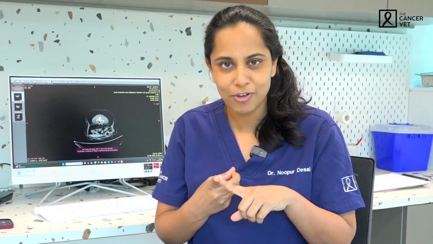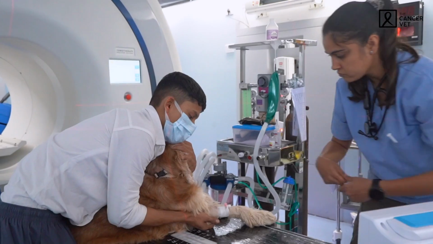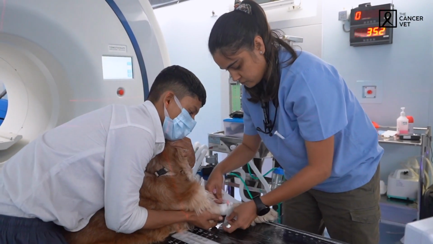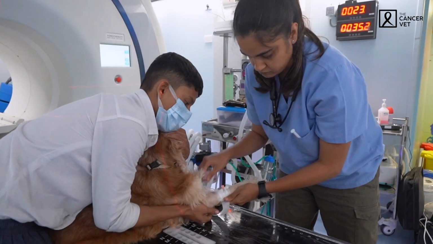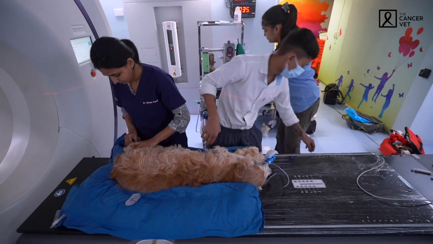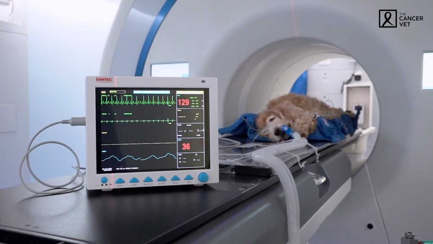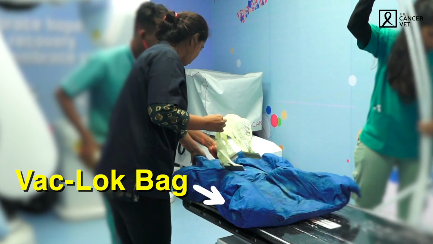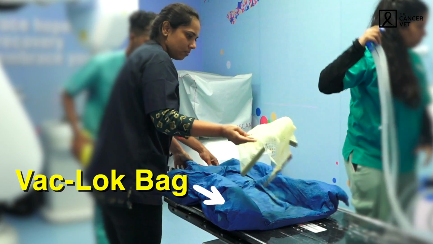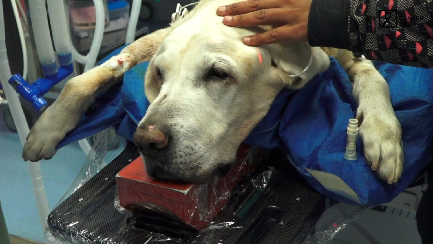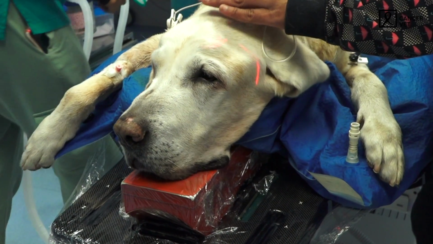So the first thing that we need is a CT scan for radiation planning. Even though you would probably have done a previous CT scan, this CT scan is a little different, because we need them to be completely still during the anesthesia, during the CT planning for radiation. So we also use certain immobilization devices. This blue mattress that you can see here in this picture is called a Vac-Lok bag, which contours to the body of the animals.